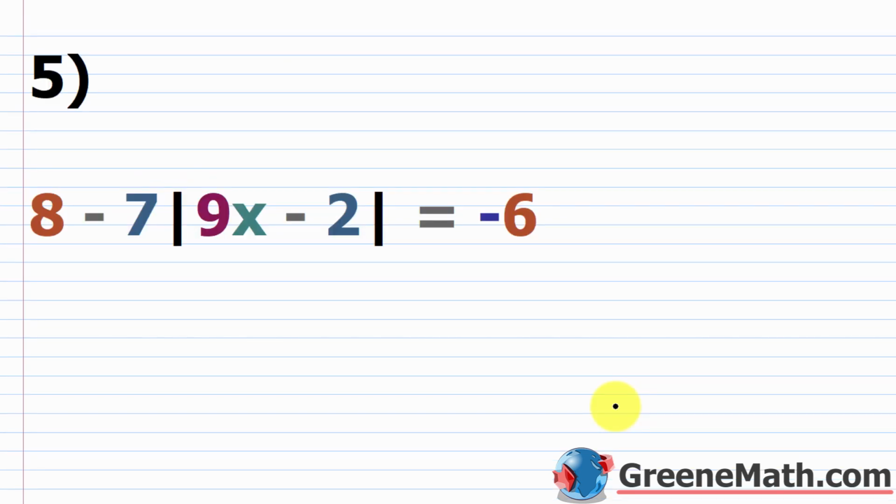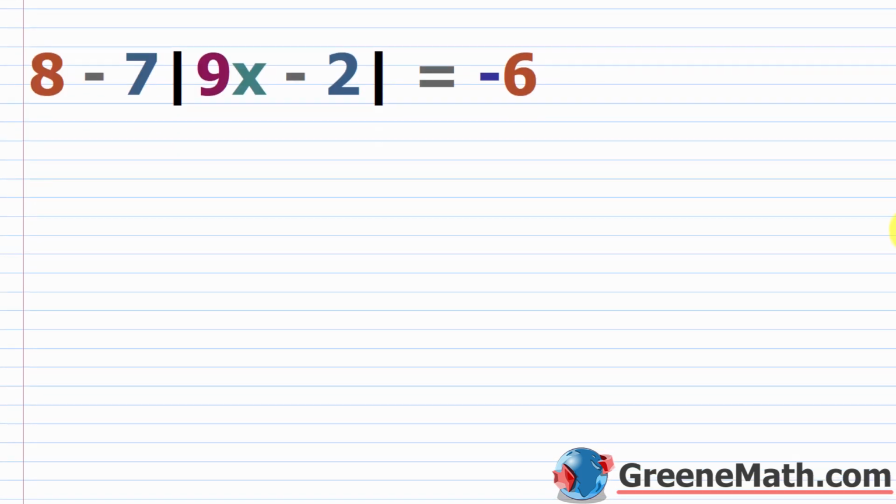Okay, let's look at problem number 5. So this one's just a little bit more involved, but it goes back to the same concept that we looked at the first part of the video. And essentially you want to isolate the absolute value operation on one side and a single number on the other. So we have 8 minus 7 times the absolute value of 9x minus 2, and this is set equal to negative 6. So the first thing you would want to do here is subtract 8 away from each side.